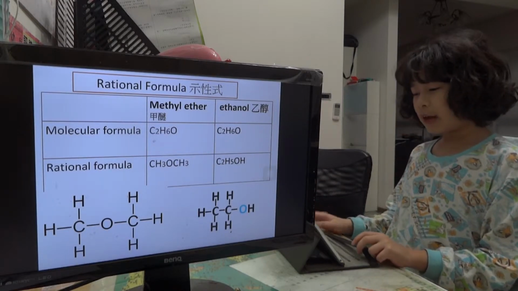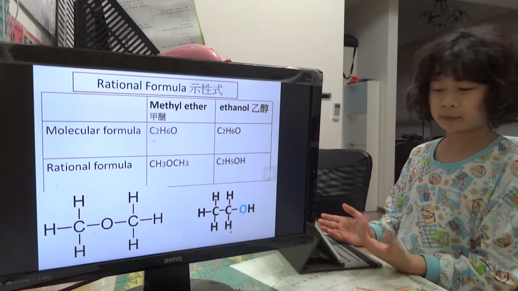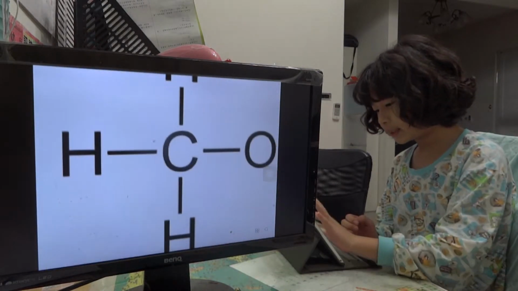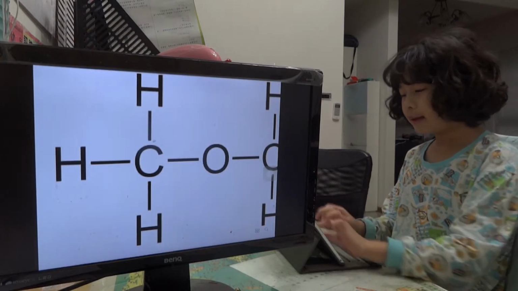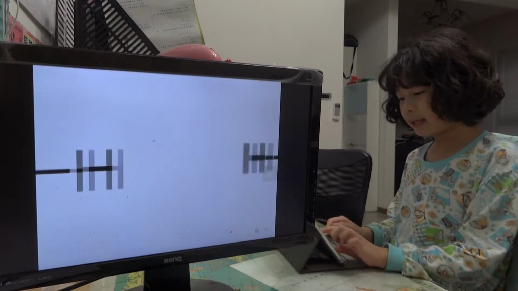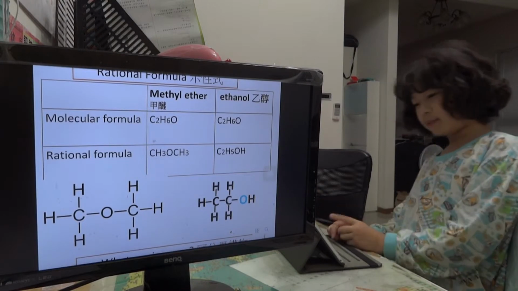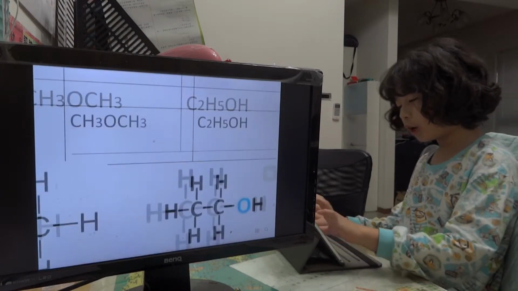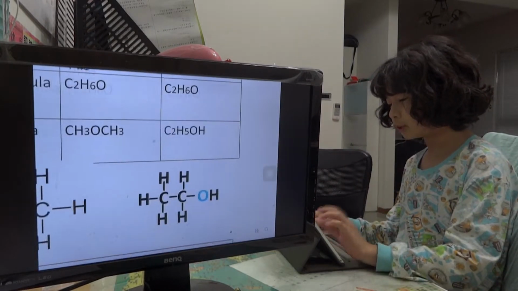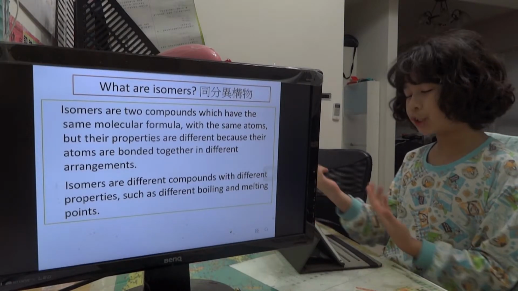How to know it? Actually, the rational formula also tells you the structures. For example, CH3: you can see there's a carbon linked to 3 hydrogen, then O in the middle, and then another CH3, so it's CH3OCH3. And this one, there are 2 carbon linked to 5 hydrogen, so C2H5, and then linked to an OH, so C2H5OH. So it also tells you the structure. So these two are isomers.